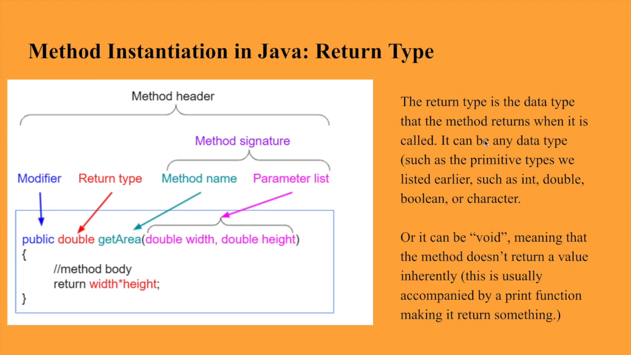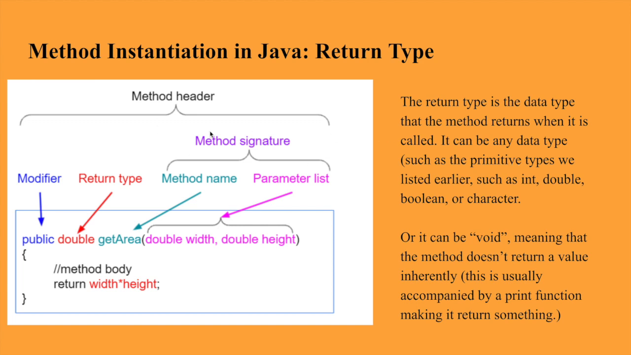Anyway, the return type is the data type that the method returns when it's called. So we return width times height. Width times height will be a number. It won't be like a boolean or something. So we put that it returns a double. Just so it's more precise, we can put in doubles here and it will return a double. It can be any data type.